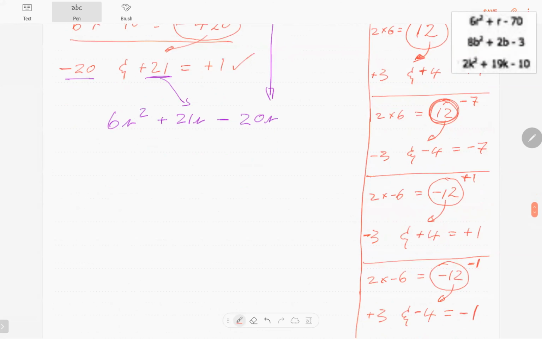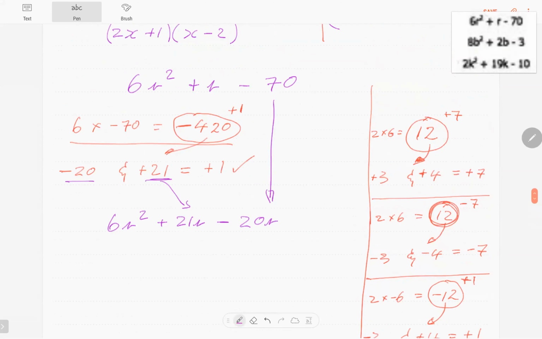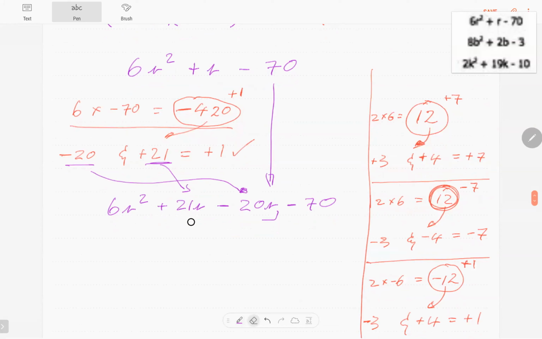All right. So if I come back to this example over here, I left off the negative 70. Remember, I check that this gives you back a middle term. 21r minus 20r gives you back a middle term. All right, so this one goes there, down here. All right, now you proceed.